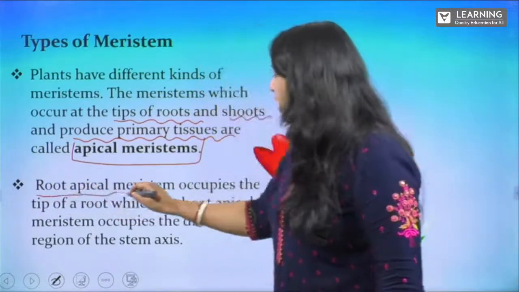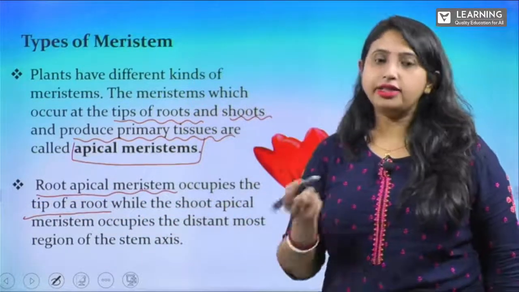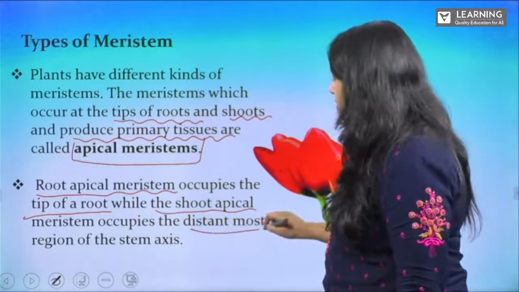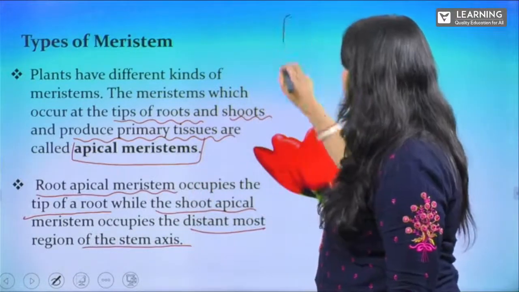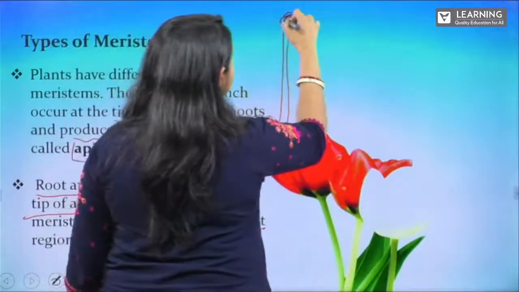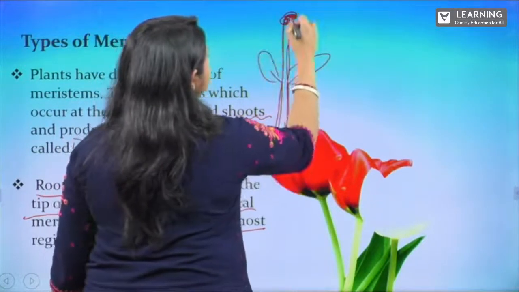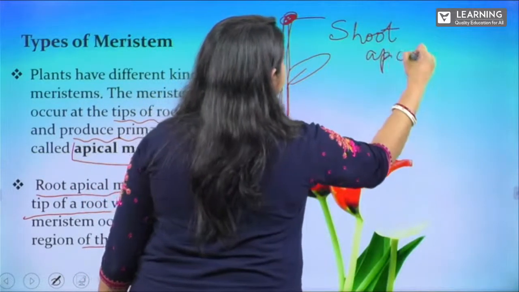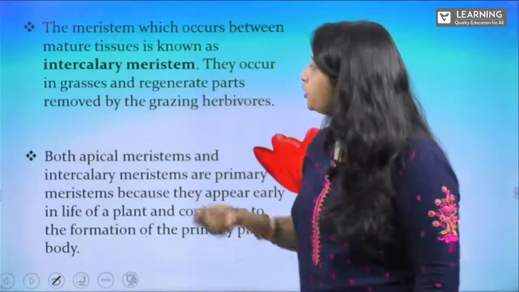So root apical meristem occupies the tip of a root. Yes, they are at the tip of a root, right? While the shoot apical meristem occupies the distal-most region of the stem axis. As you have seen, if this is the stem, the shoot apical meristem will be here, isn't it, right? So that is at the tip of the plant. At the tip of the plant, the shoot apical meristem will be present. Is that clear? So next let us see the different characteristics.